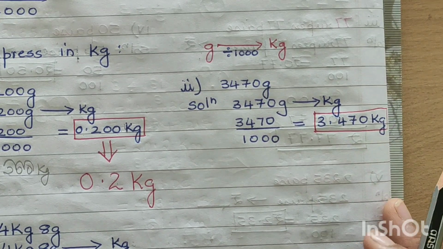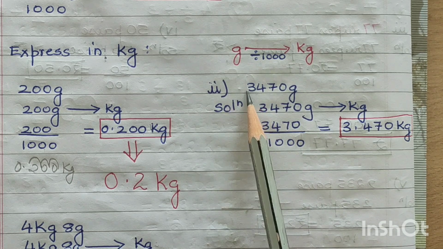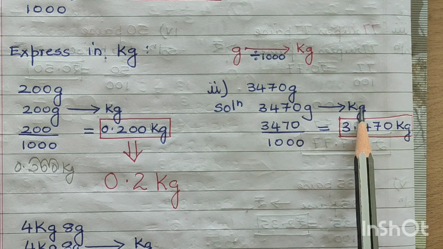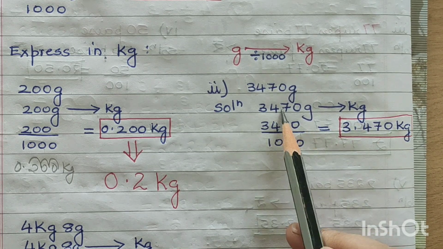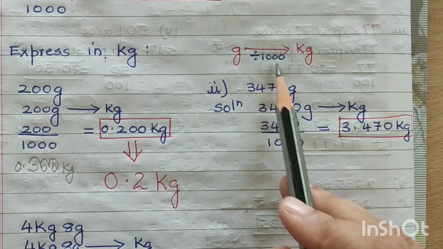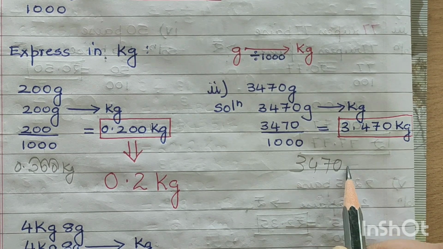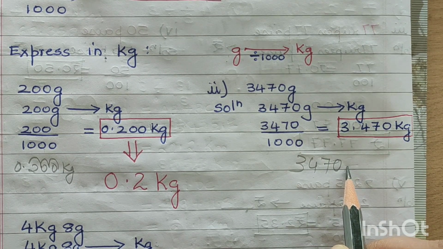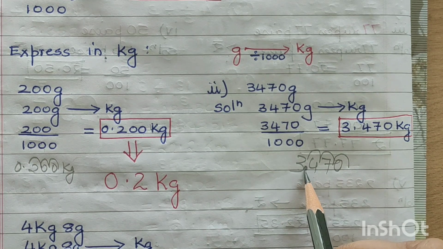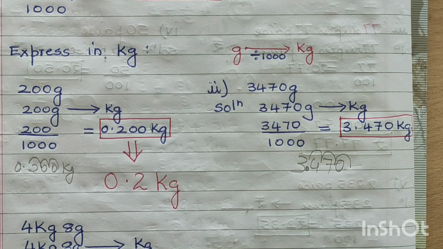Take the second one. In the second one over here, we have 3470 grams. Okay, you have to convert this into kg, which means 3470. Now grams to kg is divided by 1000. So divide by 1000. So you have 3470, decimal point is here for a whole number. So 1, 2, 3, the decimal point now travels here. So 3.470 kg will be your second answer.